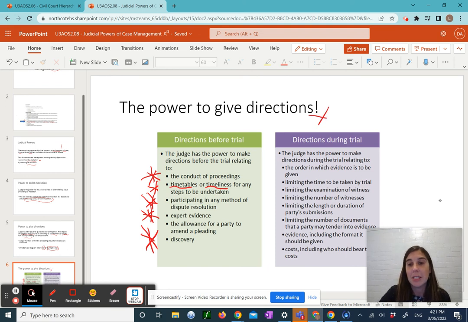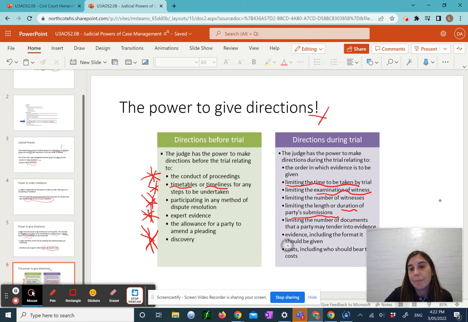This may be limiting time taken by the trial, so ensuring that the trial isn't going to go on for months and months. It may be limiting how many witnesses actually at the trial. We don't want to have like 20 or so witnesses. That's a waste of time. So making sure that we actually have specific witnesses that are relevant to the trial. It may be about limiting party submission of certain documents or the duration of certain documents. And it may be about how evidence should be given.